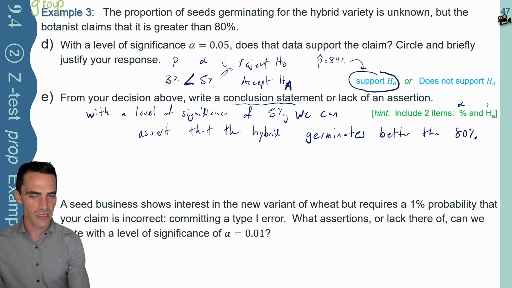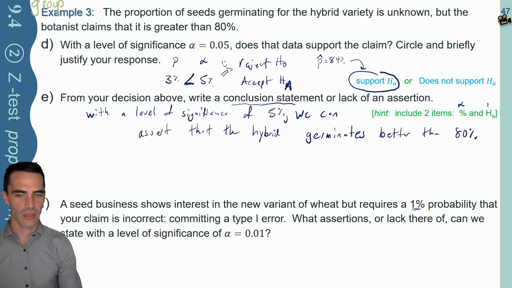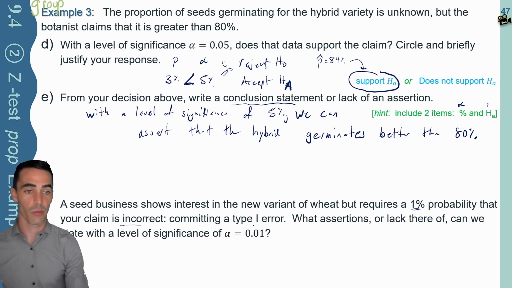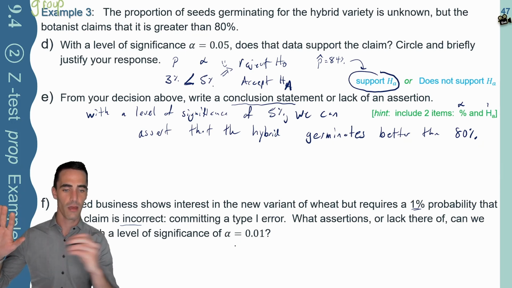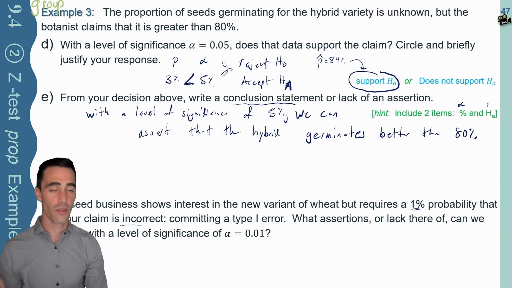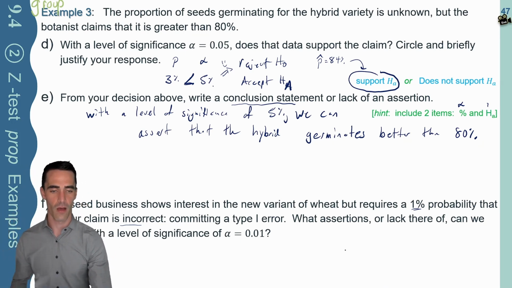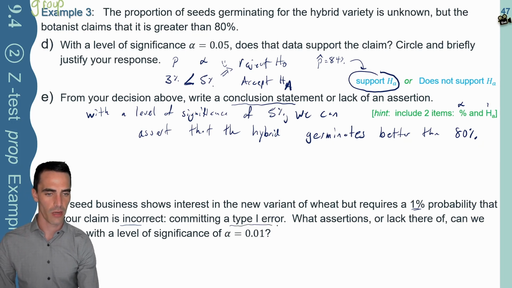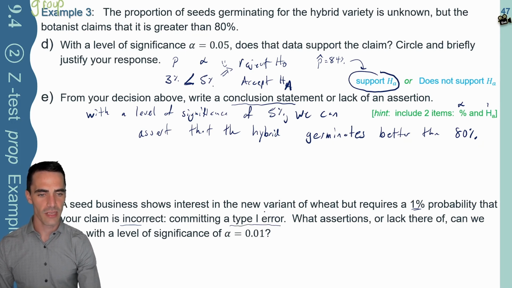Let's say a seed business shows interest in your new variant of wheat, but requires a 1% probability that your claim is incorrect, committing a type 1 error. Again, type 1 error is where we reject the null hypothesis and we accept our claim, but in reality, the null hypothesis is true all along. That's a heinous act, a type 1 error. In fact, the probability of committing a type 1, and we're so concerned about it, that's exactly what alpha is.